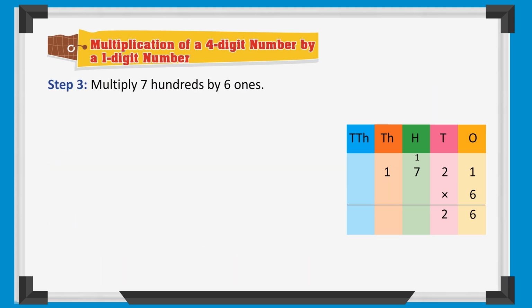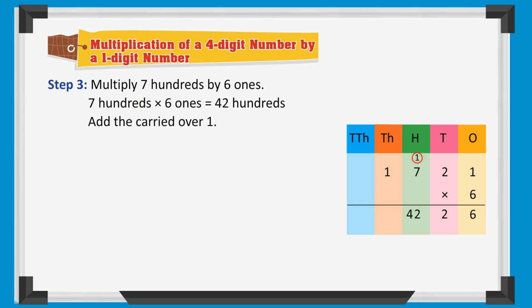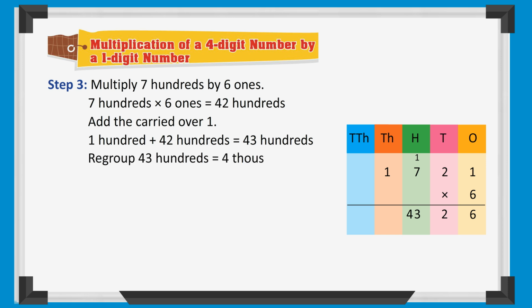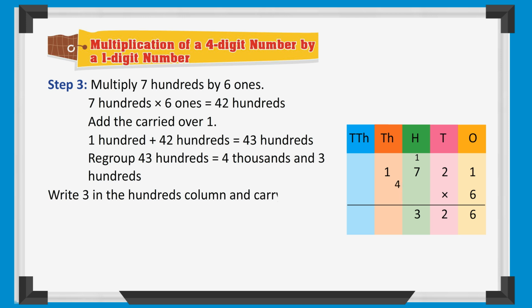Step 3. Multiply 7 hundreds by 6 ones. 7 hundreds times 6 ones equals 42 hundreds. Add the carried over 1. 1 hundred plus 42 hundreds equals 43 hundreds. Regroup 43 hundreds equals 4 thousands and 3 hundreds. Write 3 in the hundreds column and carry 4 to the thousands column.